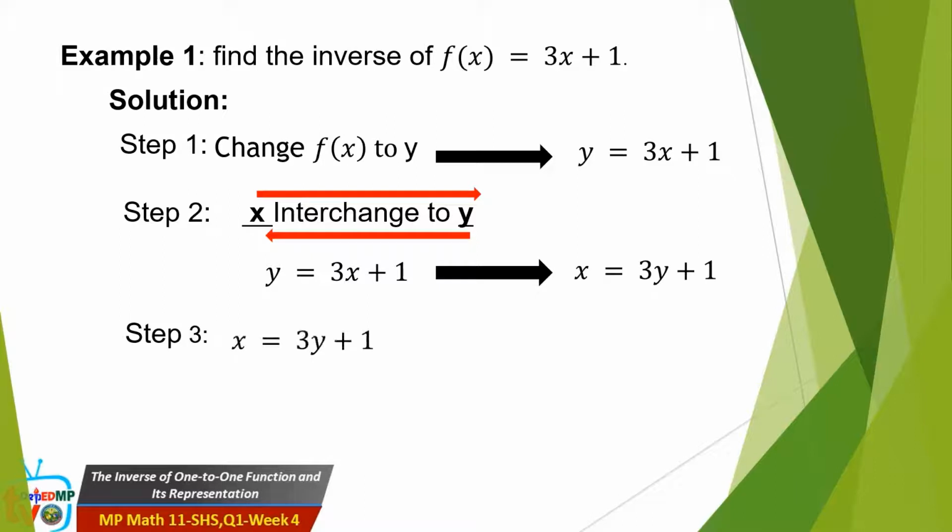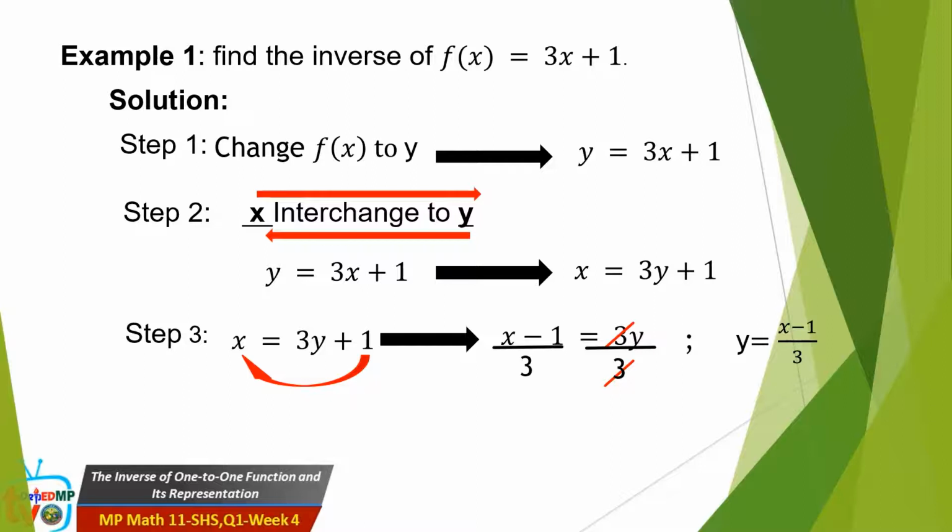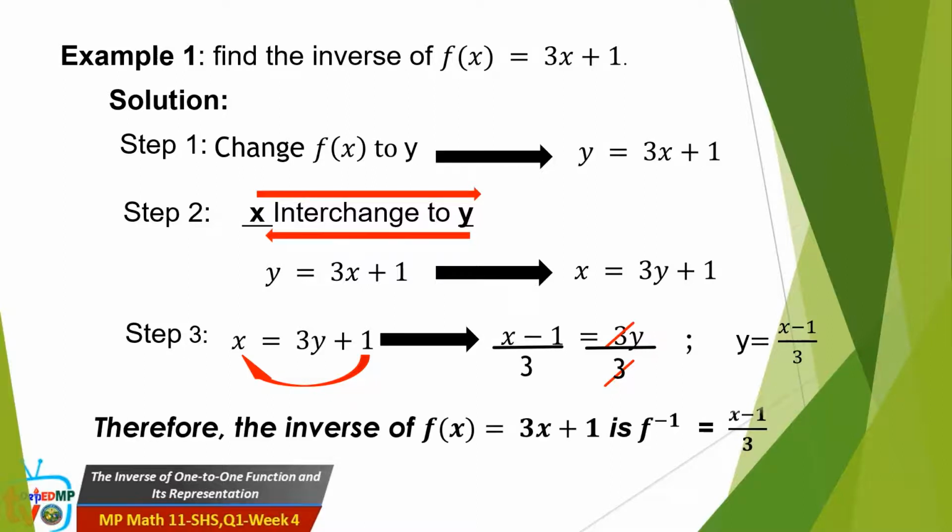And finally, simplify x equals 3y plus 1 by transposing 1 at the left side. So, x minus 1 is equal to 3y. Solve for y in terms of x by dividing 3 on both sides of the expression. And afterwards, cancel out 3 at the right side so that y is equal to x minus 1 over 3. Therefore, the inverse of function f of x equals 3x plus 1 is x minus 1 over 3.